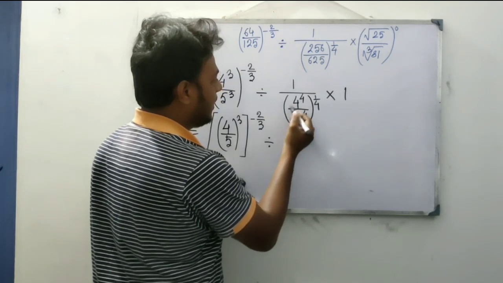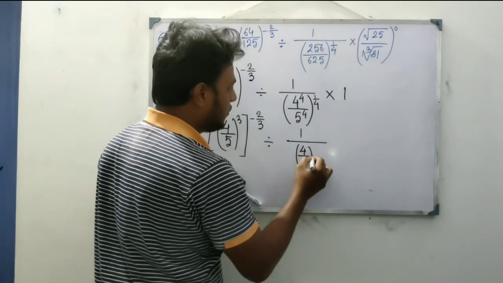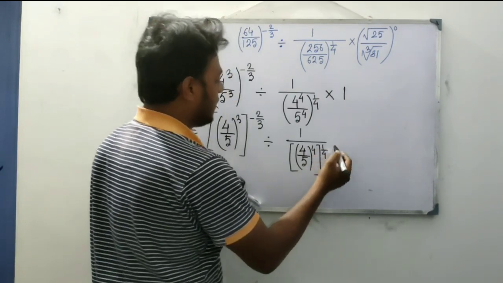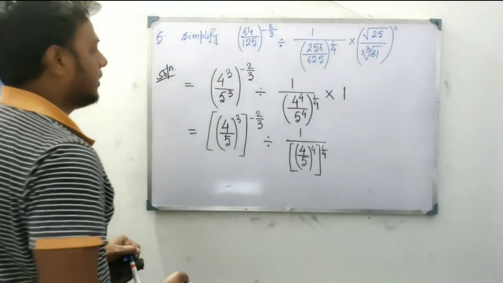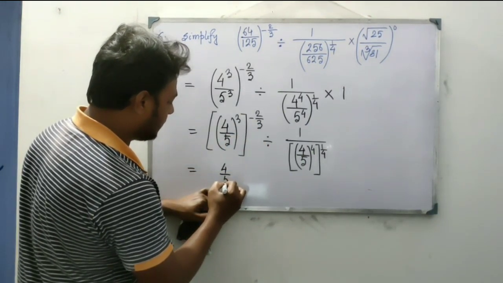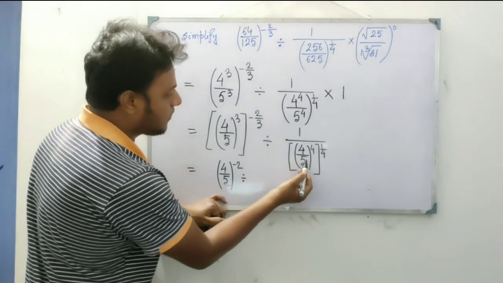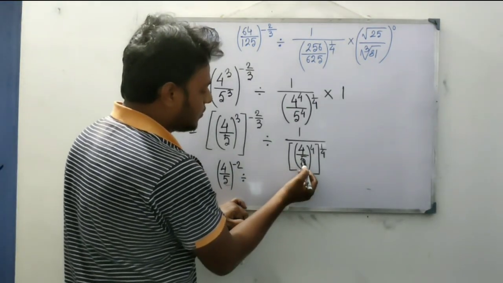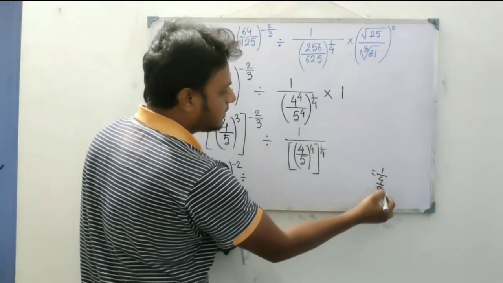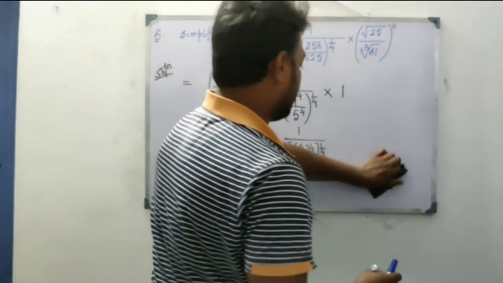So we can write in the denominator (4 by 5) to the power 4. After that, outside was 1 by 4. So we can use this result. Okay, next. This is nothing but 3 cancel out. So it will become (4 by 5) to the power minus 2, divided by, 4 cancels, that is 4 by 5. So divided by 4 by 5, 1 by 4 by 5 means nothing but 5 by 4. Okay, 5 by 4.